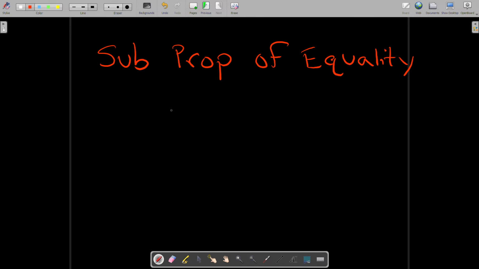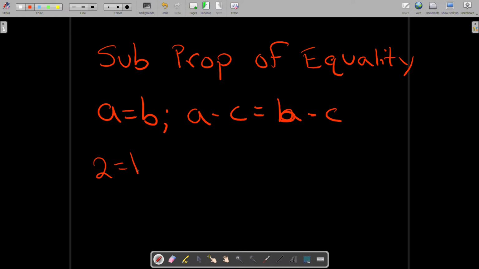So the subtraction property of equality is like the addition property of equality, but instead of having A plus C, we have A minus C is equal to B minus C. So this makes sense too. So just like the last problem, if we take A is 2, meaning B also has to be 2, we would get 2 minus 3 is equal to 2 minus 3. And both of those equal -1.